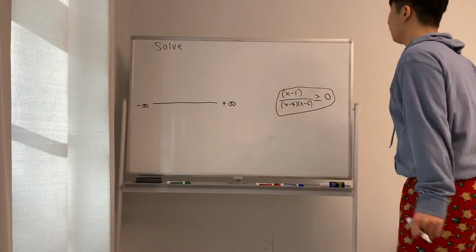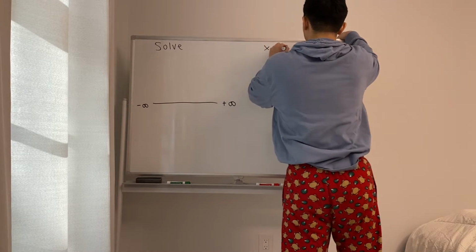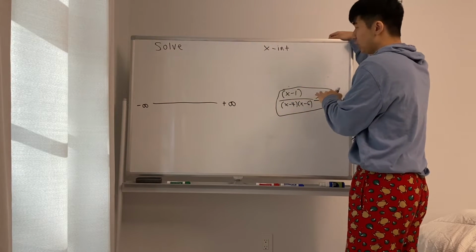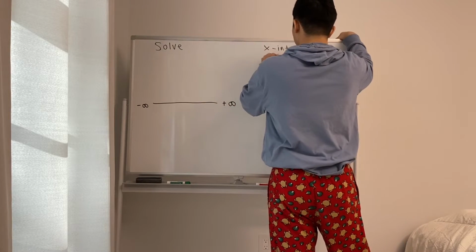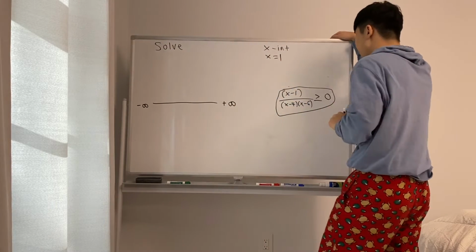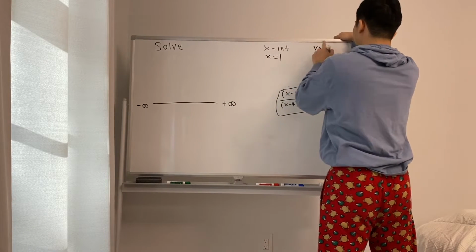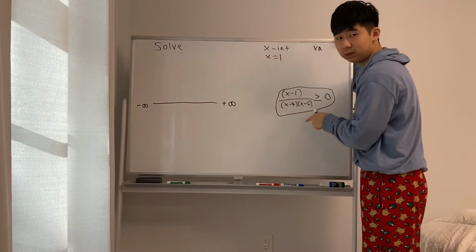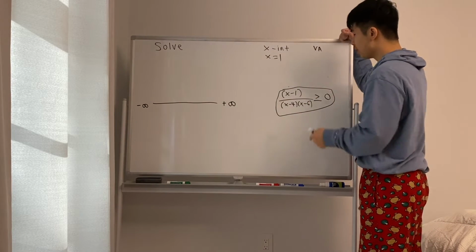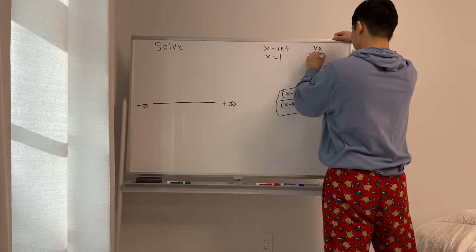The way we find that is we find the x-intercepts by setting our numerator equal to 0 and solving for x. If we do that, we get x equals 1, so we have an x-intercept at 1. Then we find the vertical asymptotes by setting our factors in the denominator equal to 0 and solving for x. When we do that, we get x equals 4 and x equals 6.